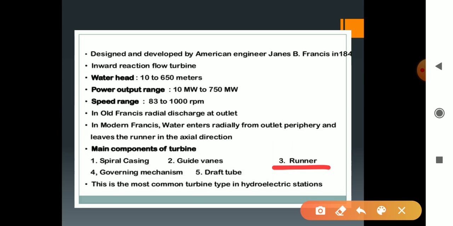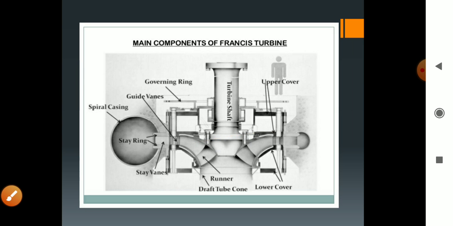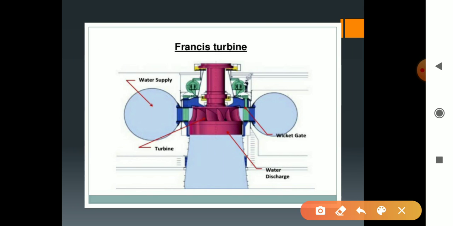Then come the governing mechanism and the draft tube. The runner is a circular wheel on which a series of radial curved vanes are attached, as we can see in the previous Francis turbine diagram. The surfaces of the vanes are made very smooth. The radial curved vanes are shaped so that the water enters and leaves the runner without any shock. The runners are made of cast steel, cast iron or stainless steel, and they are keyed to the shaft.